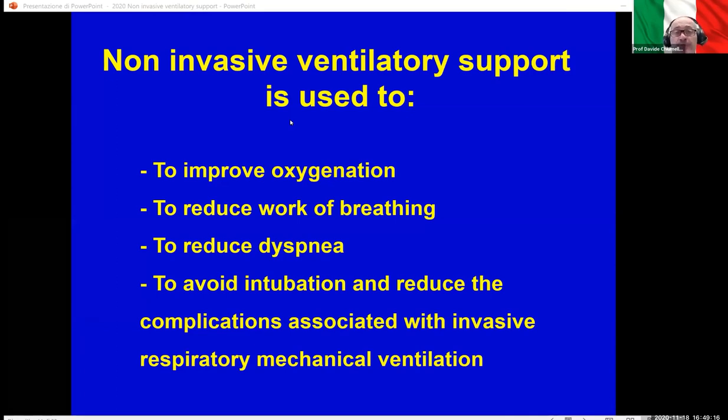These are the possible uses of non-invasive ventilatory support. So we use non-invasive ventilatory support to improve oxygenation, to reduce the work of breathing, to reduce the dyspnea, to avoid intubation, and to reduce as much as possible the complications associated with invasive mechanical ventilation.